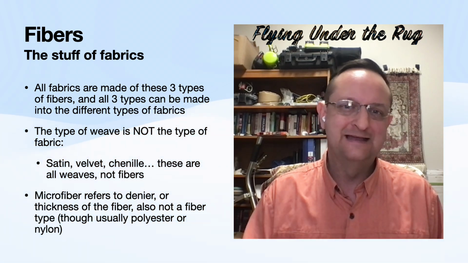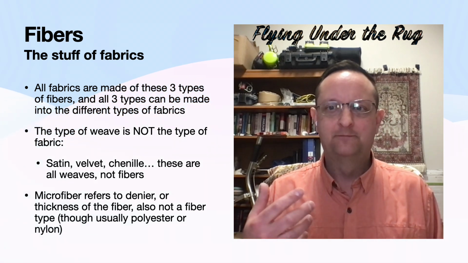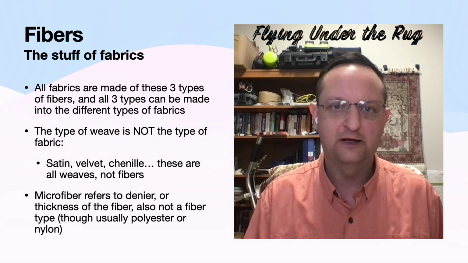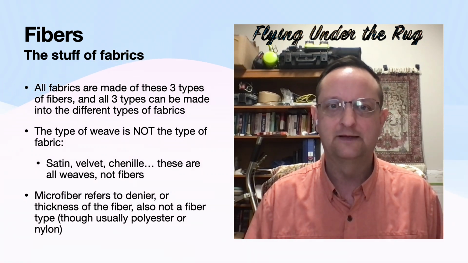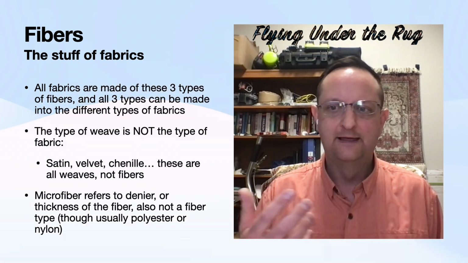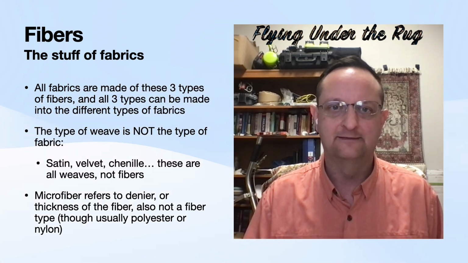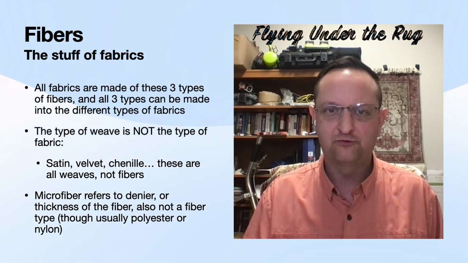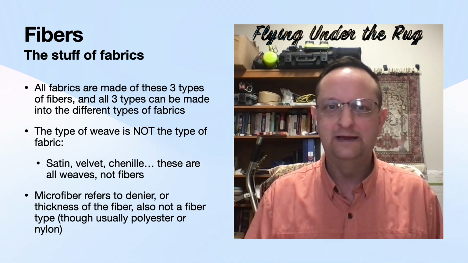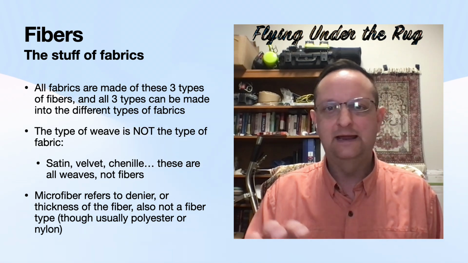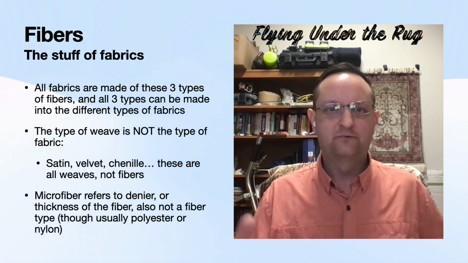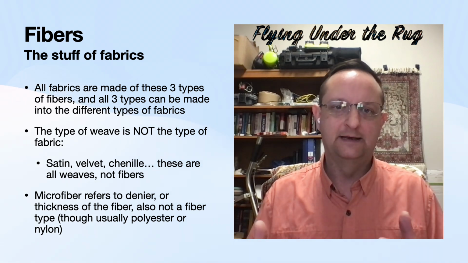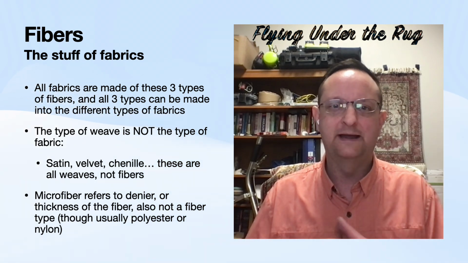The weave is not the fabric type. I often get that question. If I ask, what is your couch made out of? What is your carpet made out of? They might say something like it's Berber, or it's chenille, or it's satin. Those are not fabric types. Those are how the carpet is made or how the couch is made. That just tells me what the weave is. All of the different fibers can be made into all of the different weaves, some with a lower degree of success. But all of those weaves are made out of these basic kinds of fiber.